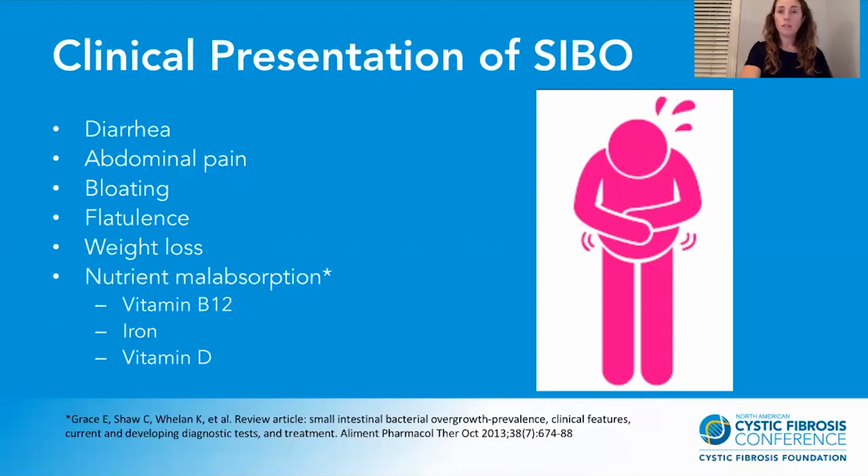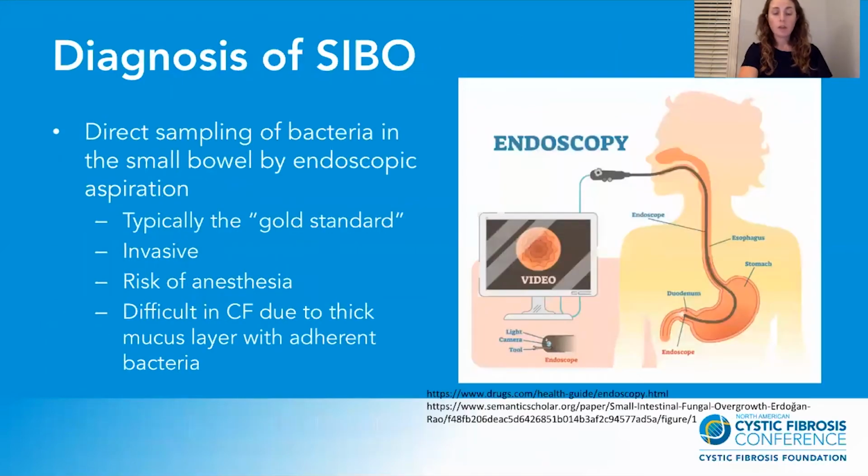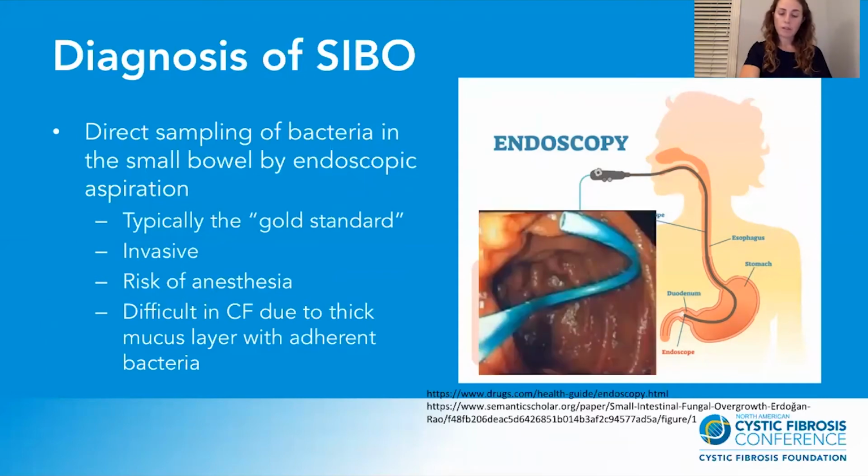The diagnosis of SIBO is difficult. The gold standard is to directly sample the bacteria from the small bowel. This is typically done endoscopically by aspirating fluid from the duodenum. You can see on your right that an endoscope has been introduced in the mouth down to the duodenum. Here, an aspiration catheter is then passed through the working channel of the endoscope, and the tip is positioned by the third or fourth portion of the duodenum to collect the fluid.